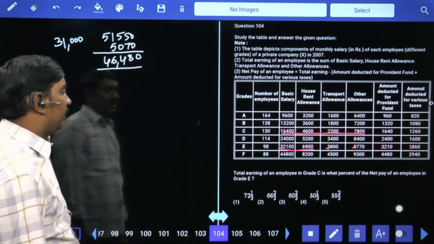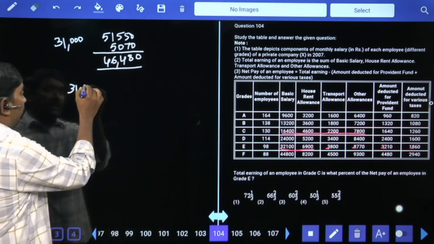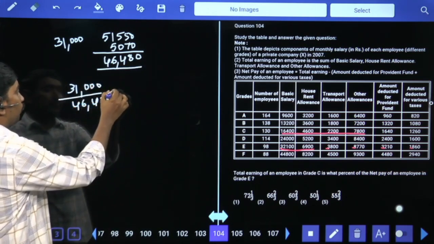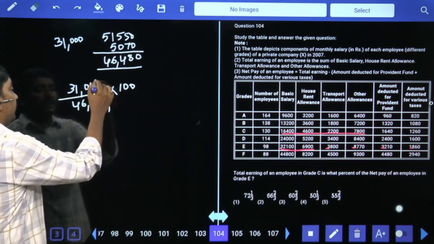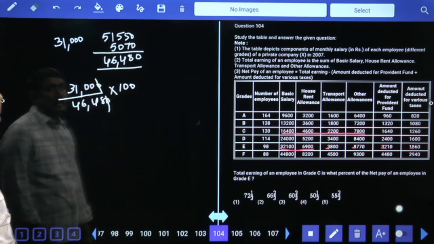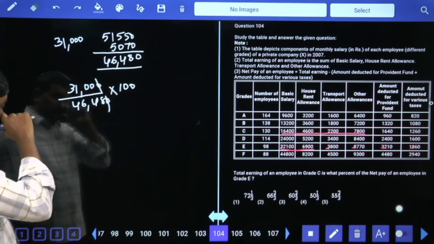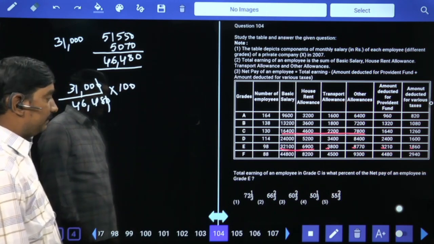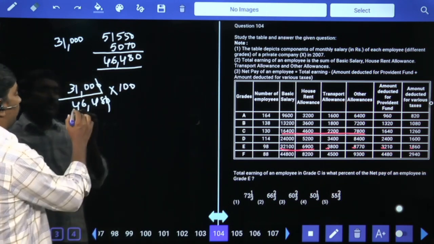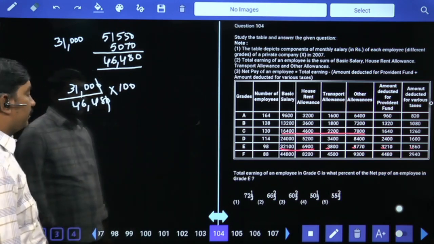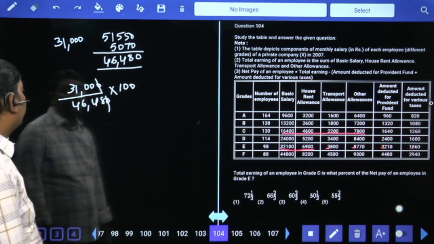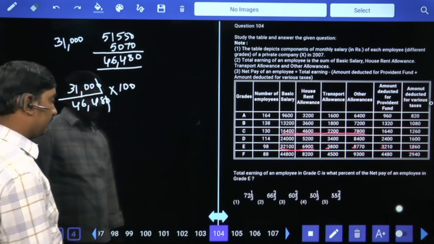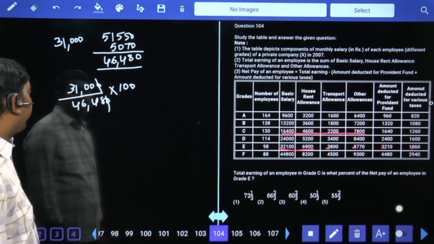Question is what percent of the net pay? 31,000 is what percent of 46,480? Zeros get cancelled. 31,000 is what percent of 46,480? Approximately 70% and below, nearby 70 and below. Second option is your answer, 66 2 by 3.